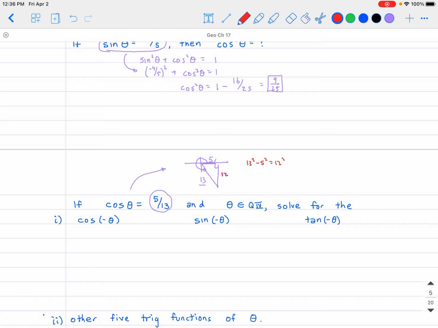And if you're wondering, why do we need the opposite side? Well, it's because if I know cosine of theta is equal to 5 over 13, now according to this triangle, we also know how to solve for all the other missing parts. That is to say, what is the sine of theta? And also, what is the tangent of theta?